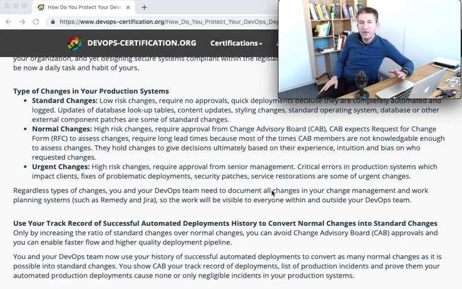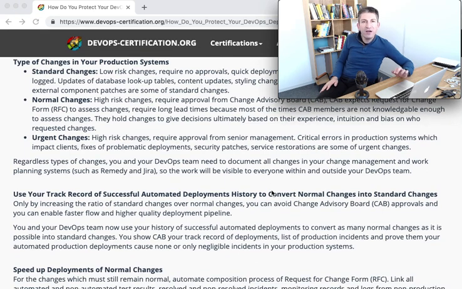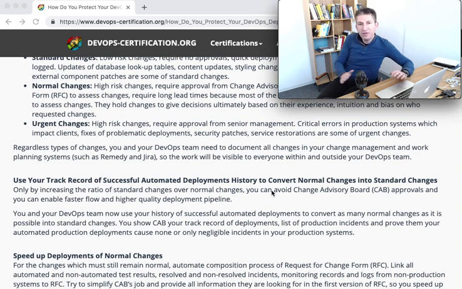Normal changes are already very cumbersome, which brings us to another even more cumbersome type of change, which is urgent changes. These urgent changes are even higher risk changes. They require approval from senior management and involve critical errors in production systems, which impact clients and the day-to-day activities of your business. They are usually fixes of problematic deployments, very high priority production incidents, security patches, security incidents, or service restorations after critical incidents in your production systems. These are some examples of urgent changes.